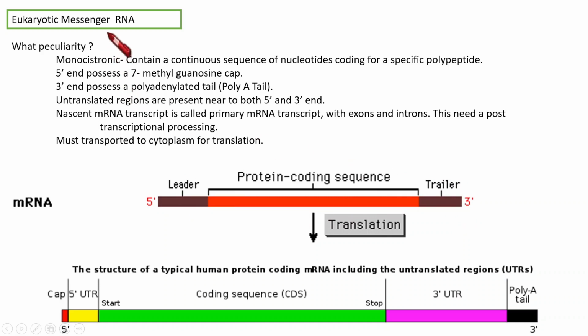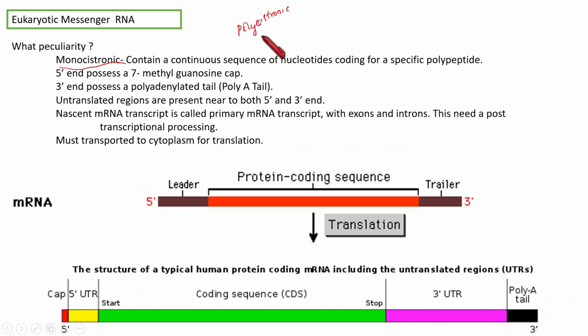Next, we are going to learn about the eukaryotic mRNA. As we have just seen the prokaryotic mRNA, now we can think about what the differences are when compared to prokaryotic mRNA. What are the peculiarities? In the case of eukaryotic mRNA, it is monocistronic. In prokaryotes, the mRNA is polycistronic.